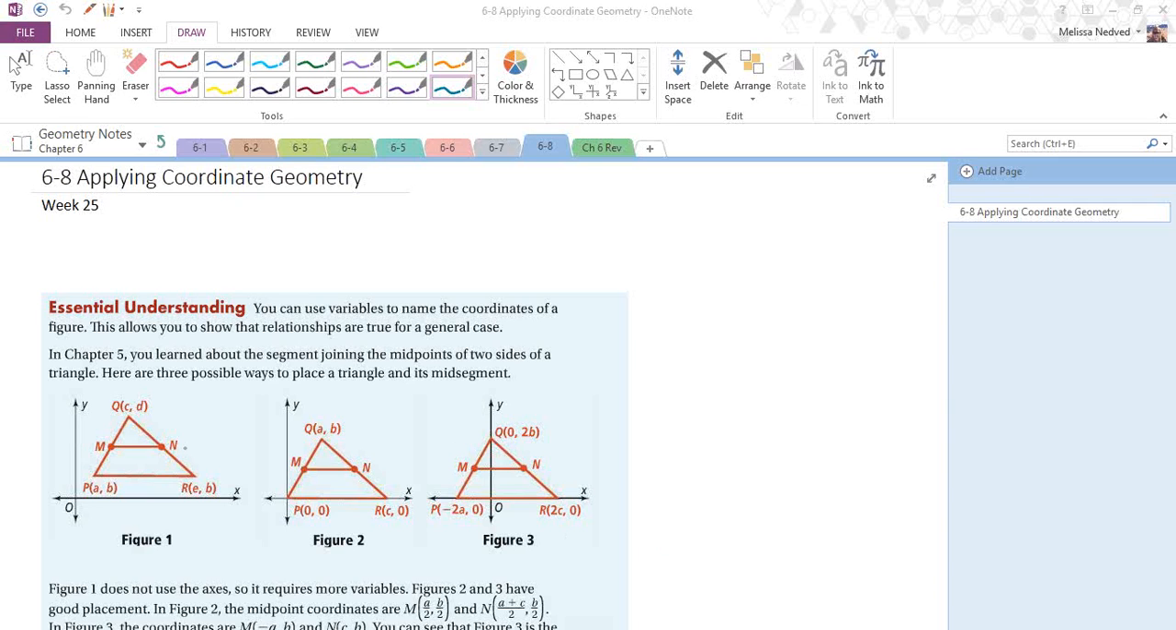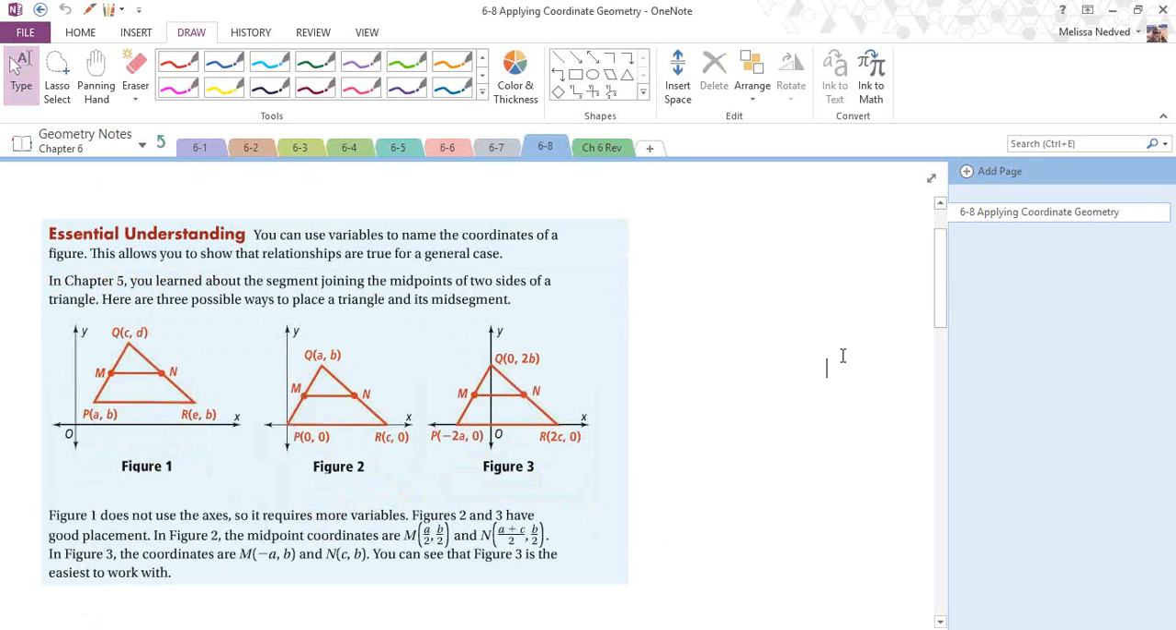So we're really just going to look at some variable lengths and positions for these vertices to be at. We just have a few quick examples to go through here as we'll wrap up this section pretty quick. So as I mentioned, we've talked about polygons in the coordinate plane having specific vertices. Well, we can also use variables to name the coordinates of a figure, and that allows you to show the relationship in general. So in chapter 5, we looked at the segment joining the midpoints of two sides of a triangle, and we called that the midsegment.